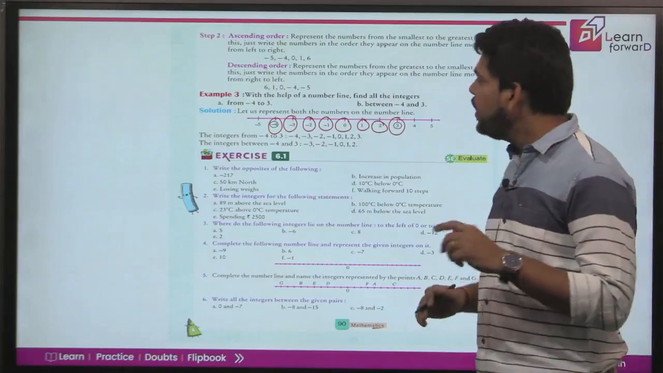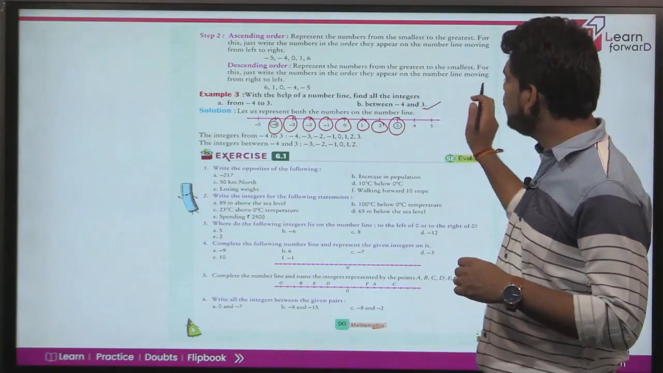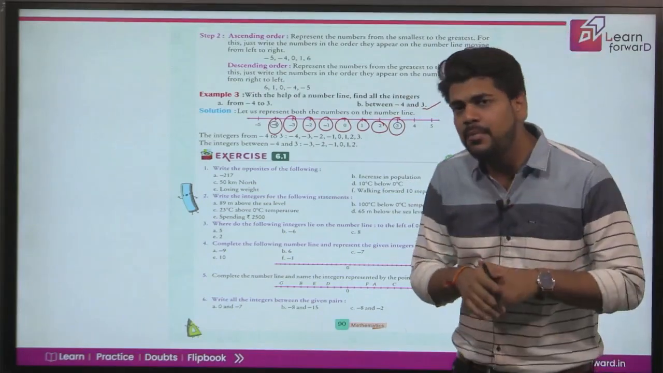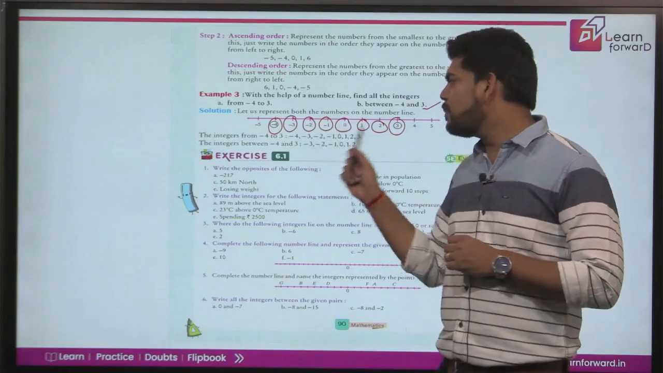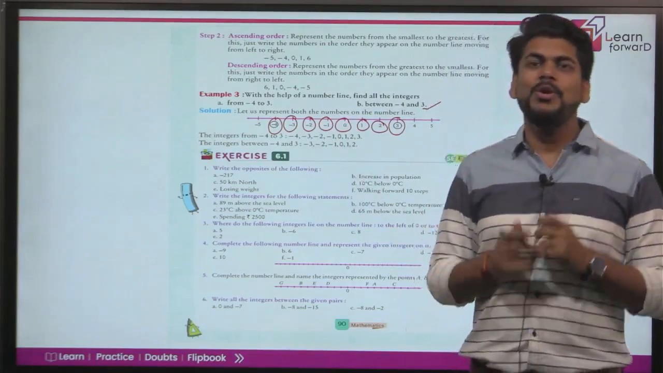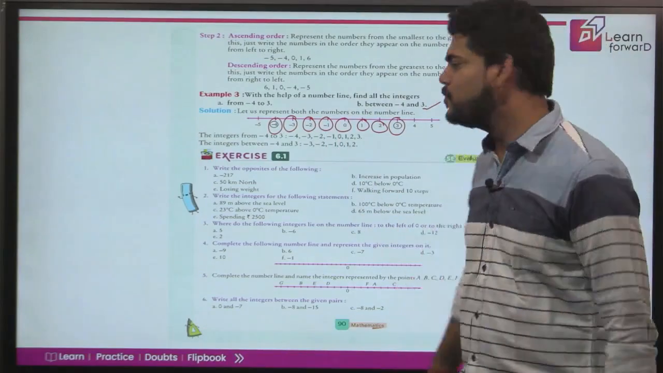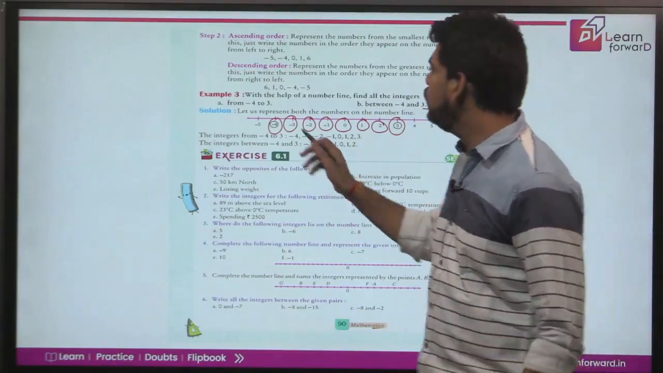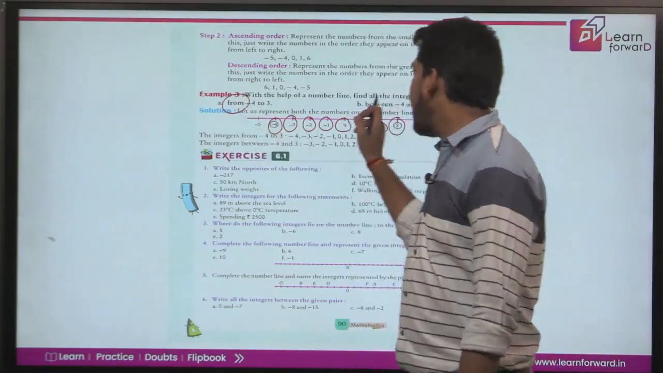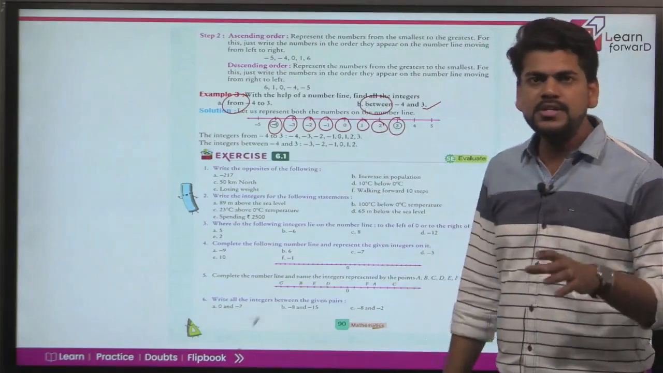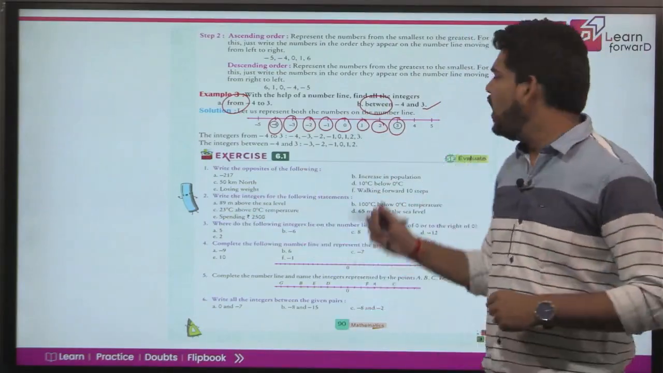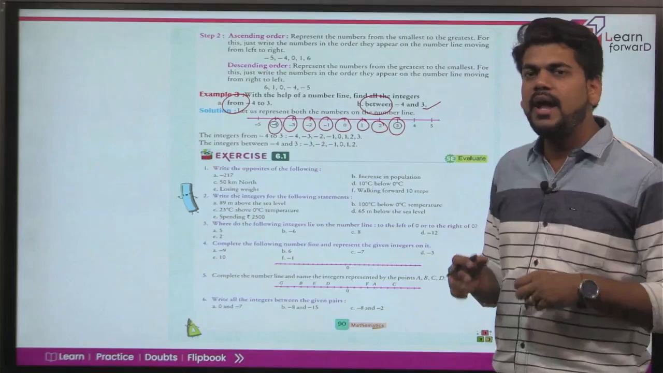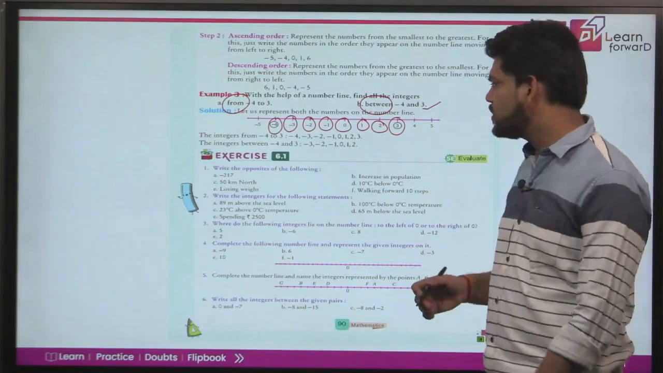Fine. But if the question asks you what are the integers between them, then we will answer minus 3, minus 2, minus 1, 0, 1, 2. So it's a tricky part. This might be confusing in your exams as well. Do pay attention to the words from and between. If from is written, do include the end parts. If it's only between, then only choose the numbers in between.